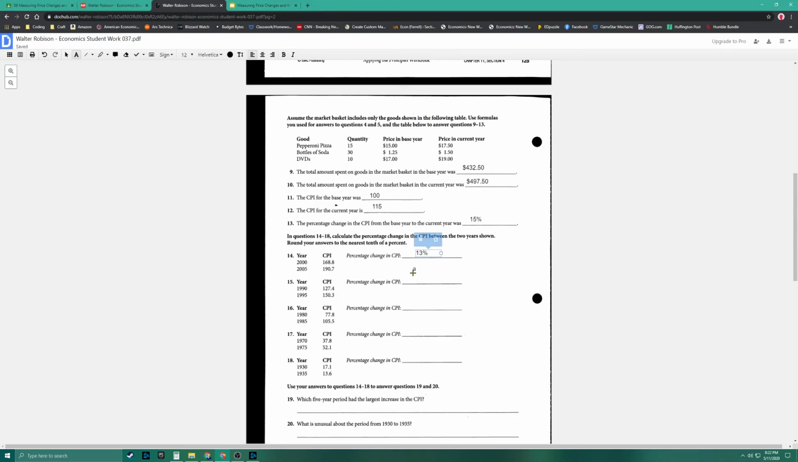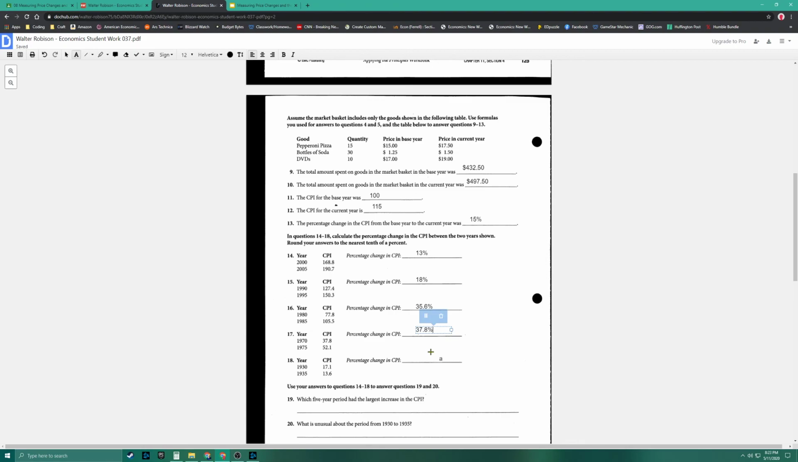You do that for each one of these. So 15, 16, 17, 18. Take this number, subtract it from that number, take the results, divide it by this number right here, the earlier one, whatever you get, multiply by 100, and so this one is 18%, this one is 35.6%, this answer is 37.8. Remember, your results are going to be larger, but we have to round it to the nearest tenth.